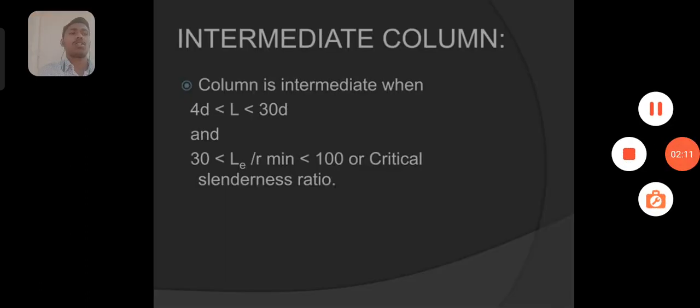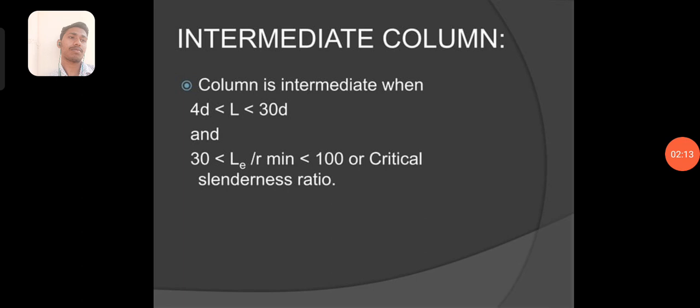Intermediate column. A column is intermediate when 4D is less than L, less than 30D, and 30 is less than LE by R minimum, less than 100, or critical slenderness ratio.